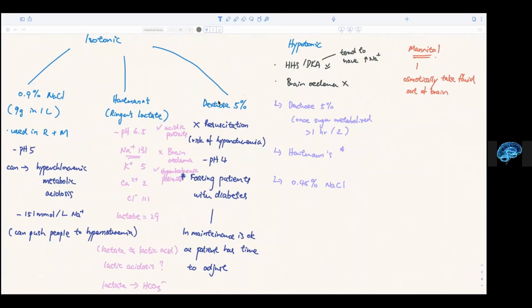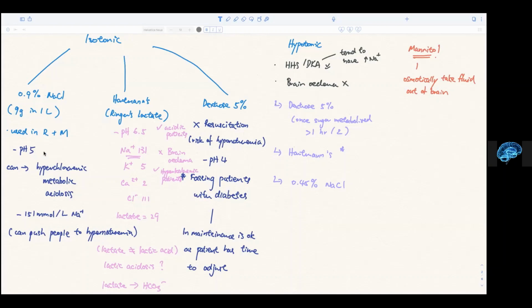In pediatric patients, dextrose 5% is usually used. However, you run the risk of hyponatremia if you use it in resuscitation. Therefore, usually 0.9% sodium chloride is used rather than dextrose 5% in resuscitation scenarios. And it's especially good in fasting patients with diabetes.